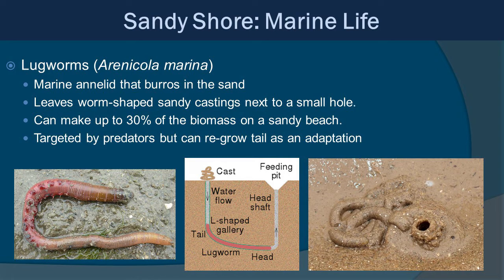Now, lugworms like this can make up around 30% of the biomass of some of the sandy beaches, and they are targeted by predators. They can actually regrow their tail, which is a bit of an adaptation. So if they get nipped off at the surface of the sand, they can regrow some of that tail.